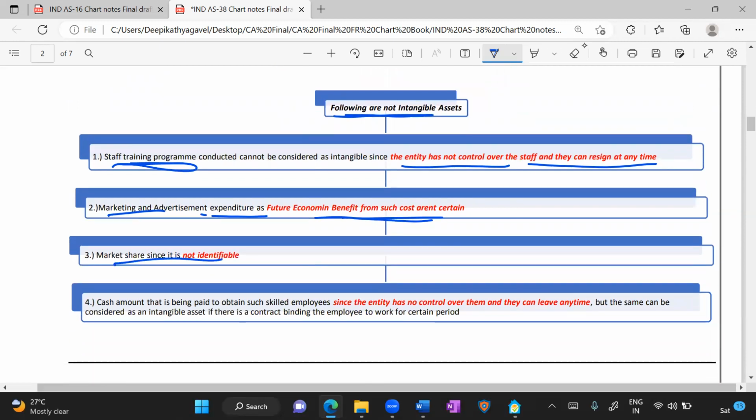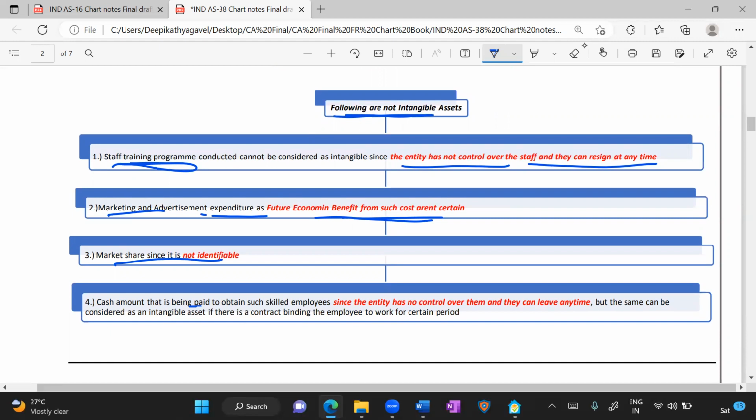Next comes the third point, market share. I already discussed market share while discussing the definition, that it is not identifiable. You cannot separately identify that this is my market share. I can say it, but you cannot ascertain it very surely. That is the reason why market share will not be covered under intangible asset.